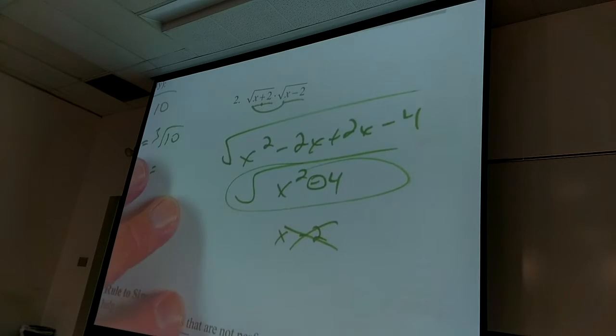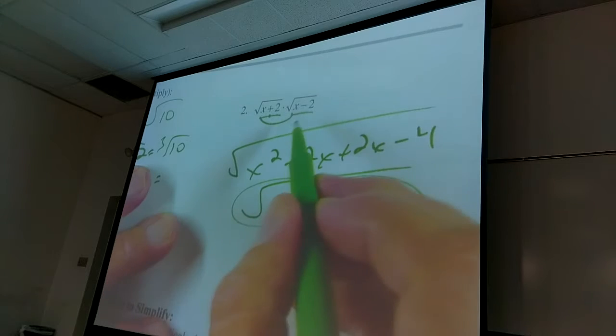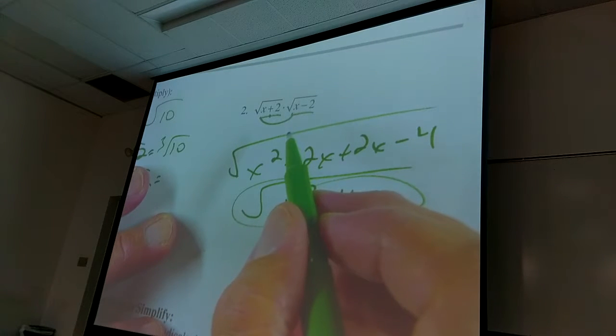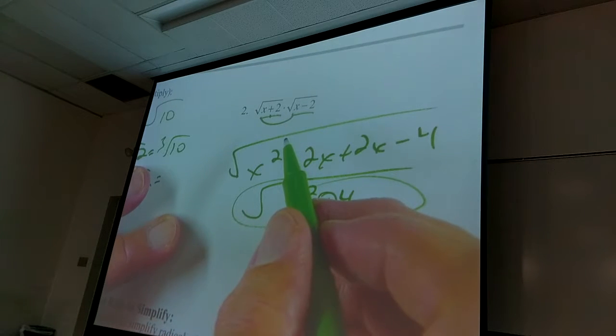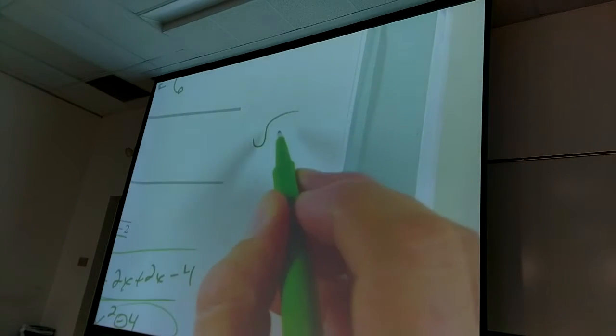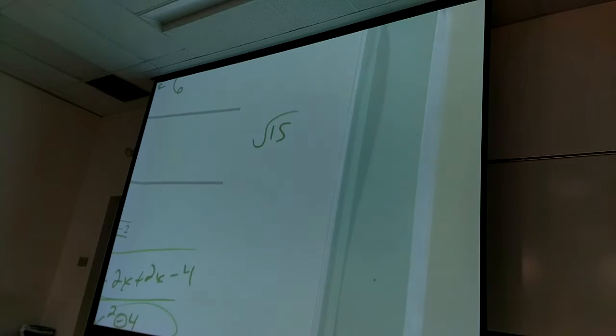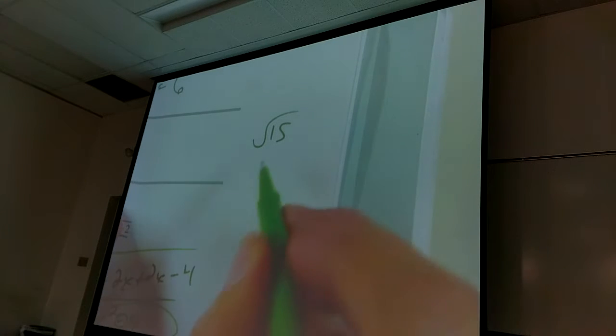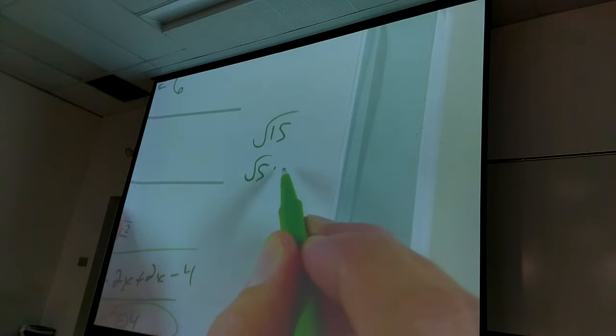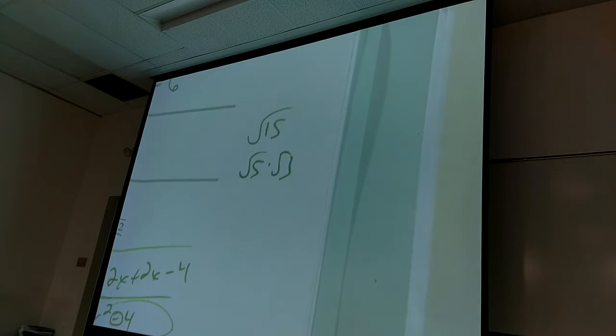So let me ask you this. If I can multiply things together like this, I should be able to factor them back apart the same kind of way. So for example, if I had, what you got, Jeff? If I had the square root of 15, can you break that up for me? Square root of 5. Square root of 3. I love it. You guys with me?